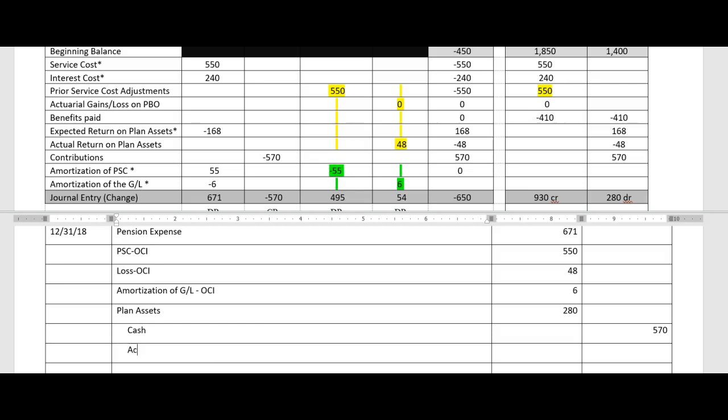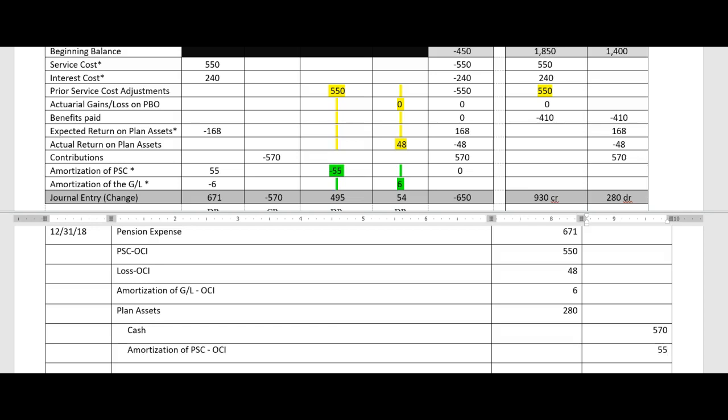That 55. We need to hit the amortization of prior service costs. And again, that's going to hit OCI. Does not hit income. It's going to be OCI because we're reducing that balance, and plus we're already including it in income over here when we hit the pension expense there, sorry. So we're going to go in and do that. So that would be 55 for the amortization of the PSC. All right, very good.